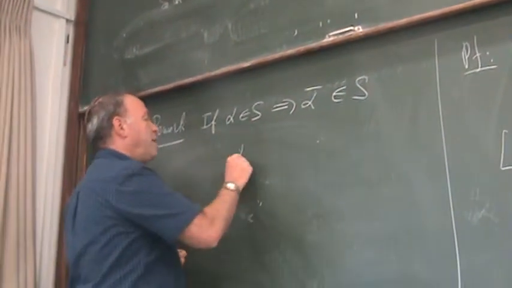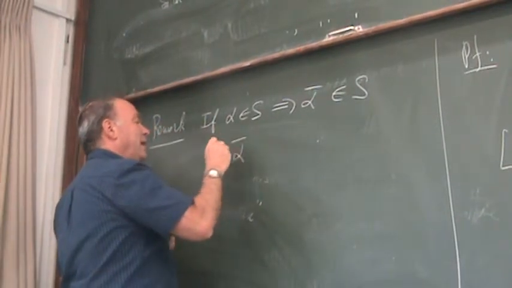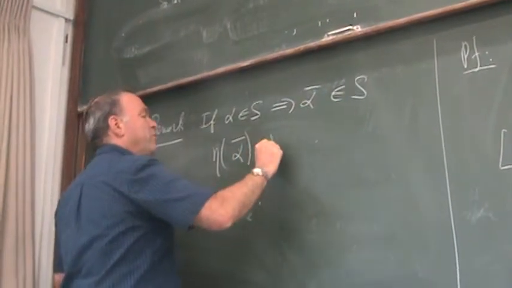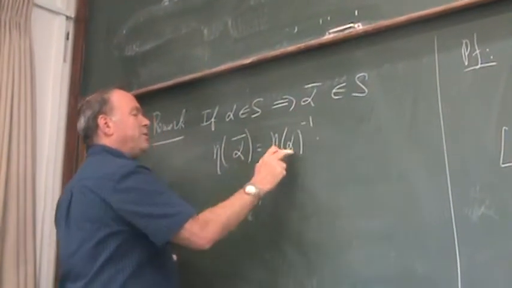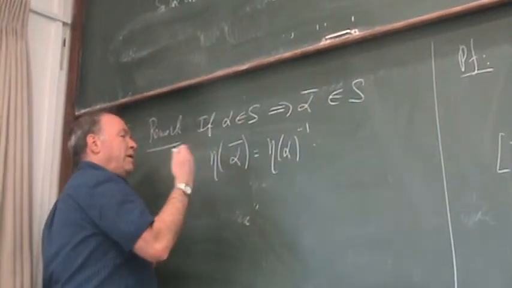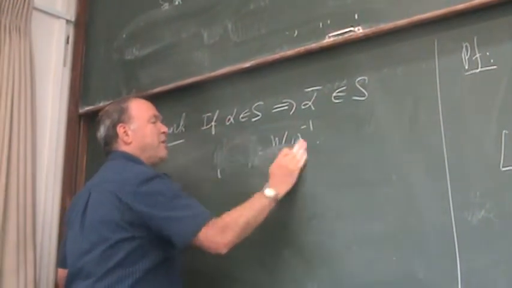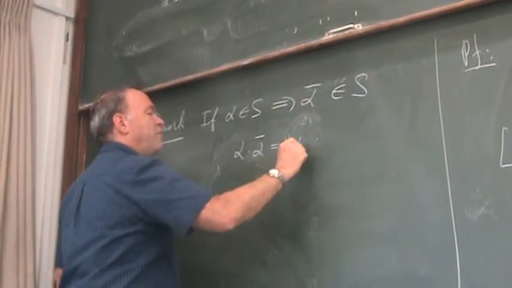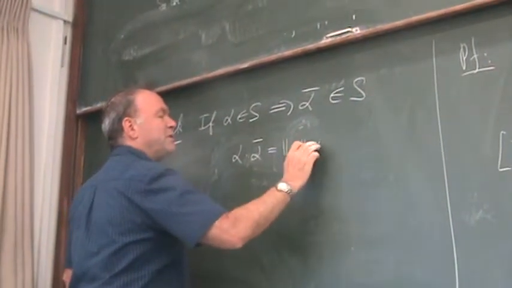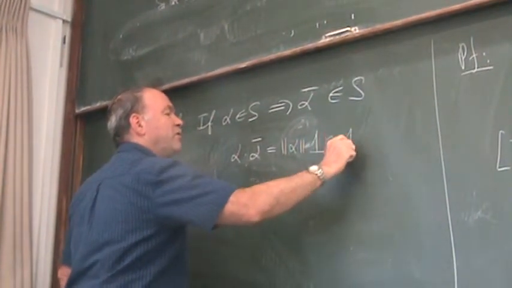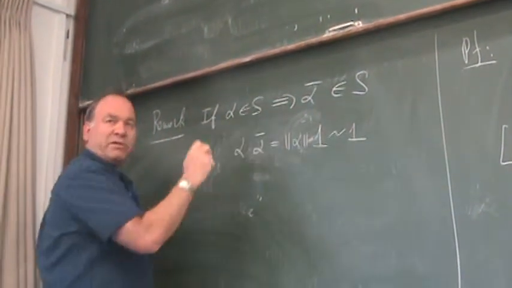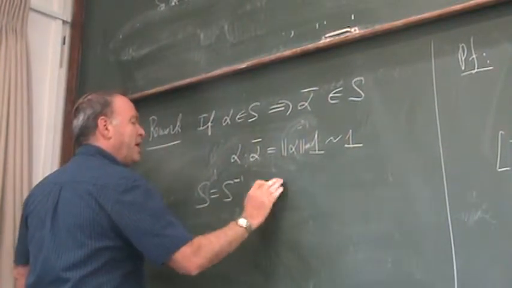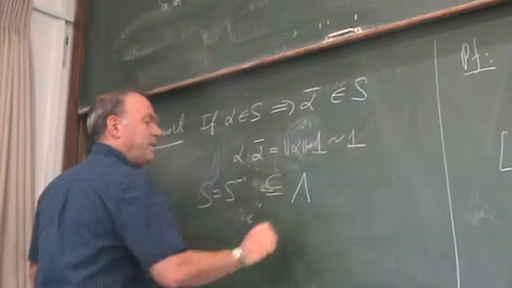And alpha bar as an element, or let's say eta of alpha bar if you want, is eta of alpha to the minus 1. In the group gamma, they are the inverse of each other. Alpha times alpha bar is equal to a number times the identity, which is equivalent to the identity, which means that this is the inverse. So S is equal to S to the minus 1 as a subset of lambda.